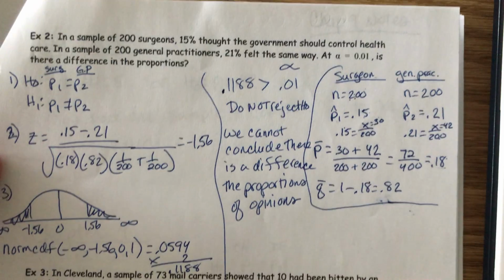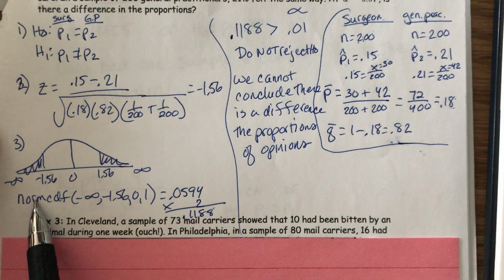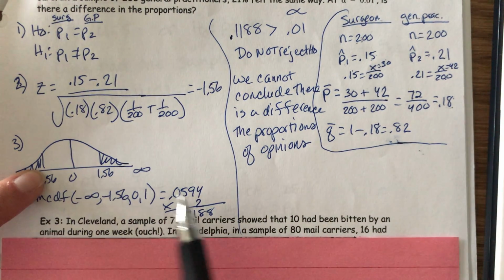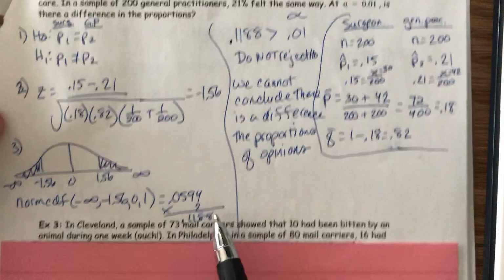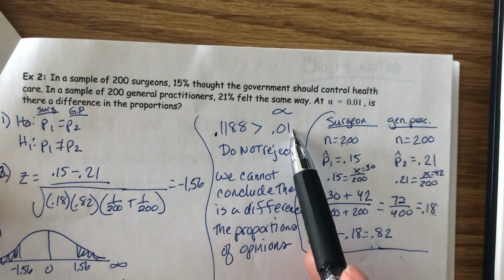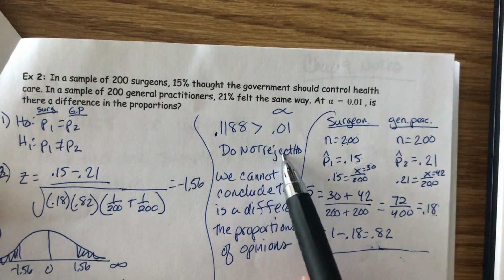Which then means that when you do norm CDF from negative infinity to negative 1.56, you get this. You're going to double it. You get 0.1188 for your p-value, which is definitely greater. So that means we can't reject it.